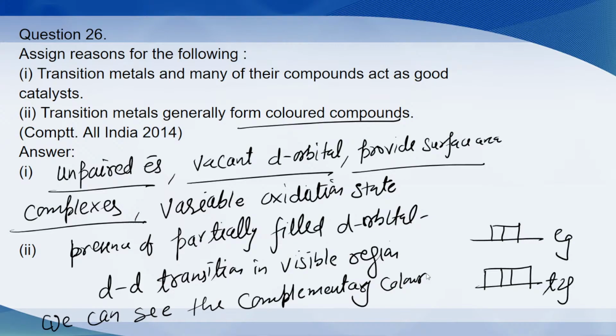Because white light is absorbed. In the visible region, there is absorption of some color, so we can see the complementary color. That's why transition metals generally form colored compounds. If a question is there, you can write due to d-d transition. If you don't want to write about the visible region and complementary color, it's okay. But just write due to d-d transition and because of the presence of unpaired electrons or partially filled d orbitals.